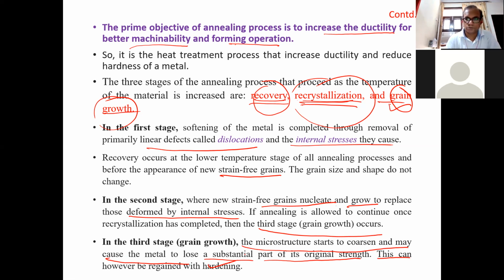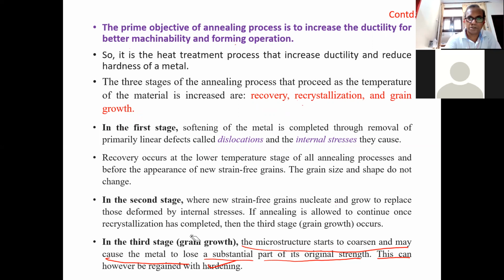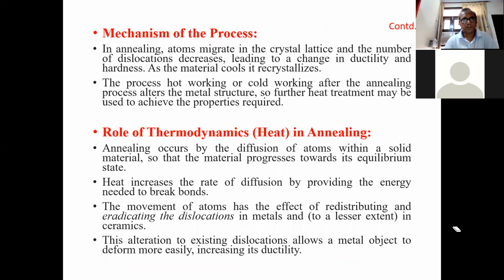Understand? So this is how this particular process is executed: कैसे होती है, concept क्या है, objective क्या है, और variable parameters क्या है. Clear? Okay. Now, what is the mechanism? Mechanism क्या है?